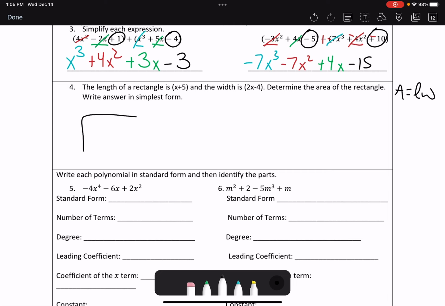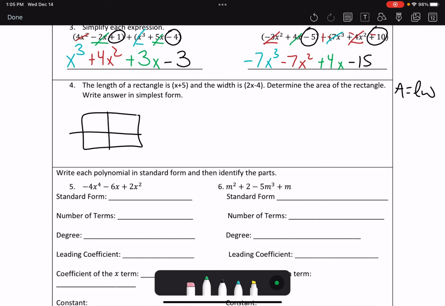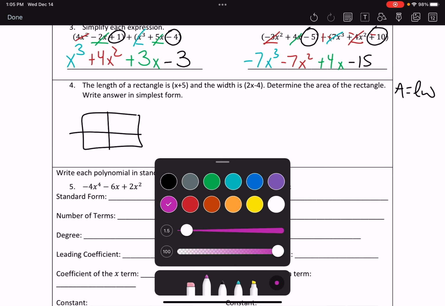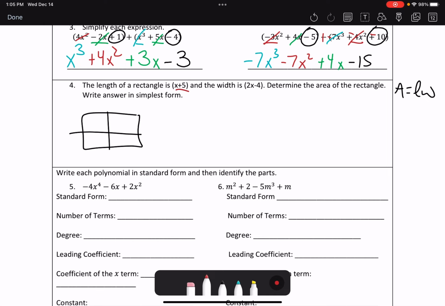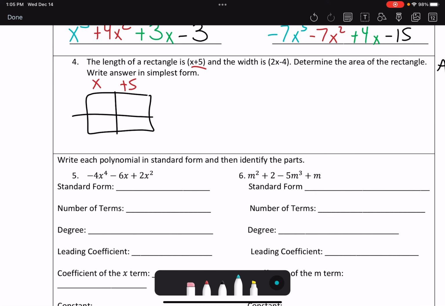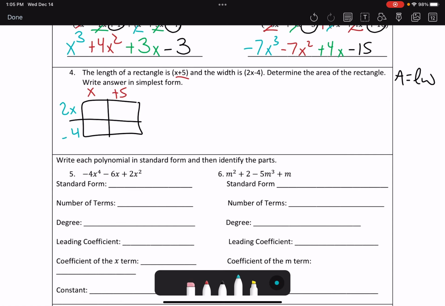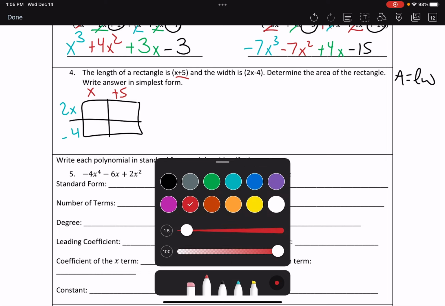So I'm going to do the box method because I know I've got to take a binomial, which is a 2-term polynomial, and multiply it by another 2-term polynomial. So I've got the polynomial for the length as x plus 5. As long as I keep that together, it doesn't matter if I write it on the top or if I write it on the left-hand side. And then I've got my width as 2x minus 4. So I'm just keeping that group together. And now comes the multiplication process.